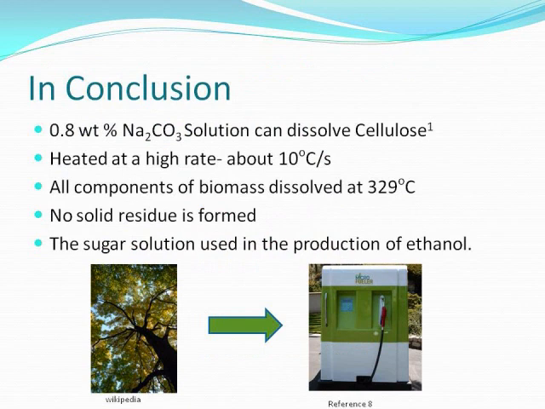In conclusion, 0.8 weight percent sodium carbonate solution can dissolve cellulose upon rapid heating at about 10 degrees Celsius per second. All components of biomass dissolved at 329 degrees Celsius and no solid residue is formed. The sugar solution can be used in the production of ethanol.